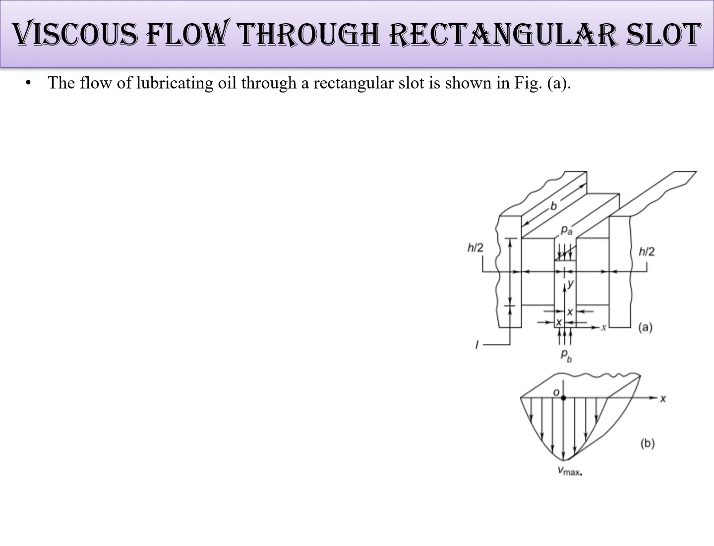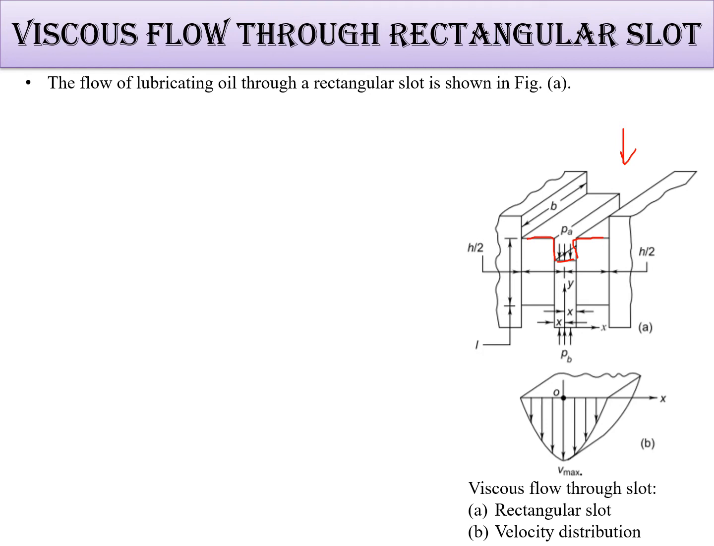This is the figure here. You can just see here, this is a rectangular slot. This gap is the slot, and the flow is in this direction, the downward direction. So pressure PA is there and pressure PB is there in the upward direction. This is the dimension B and H of the slot, and L is the overall length of the slot.